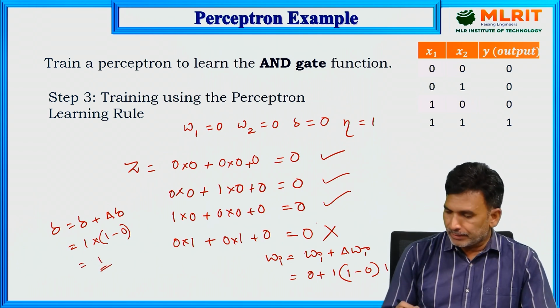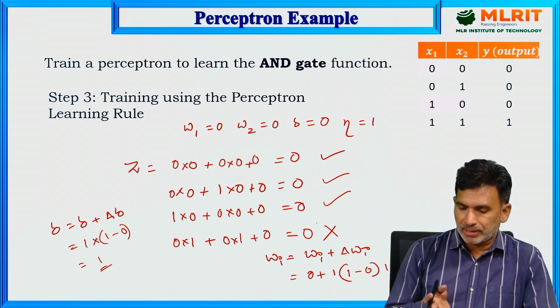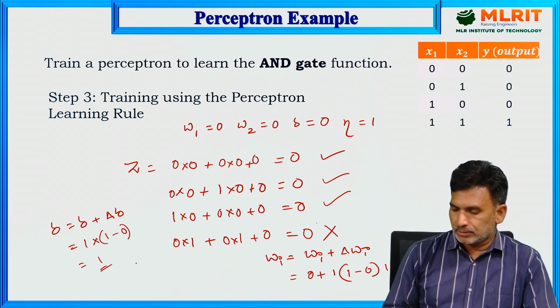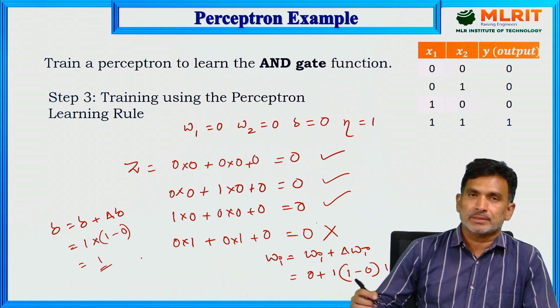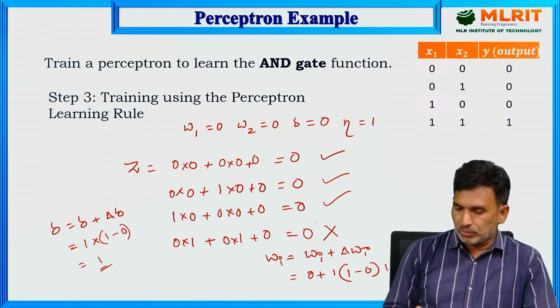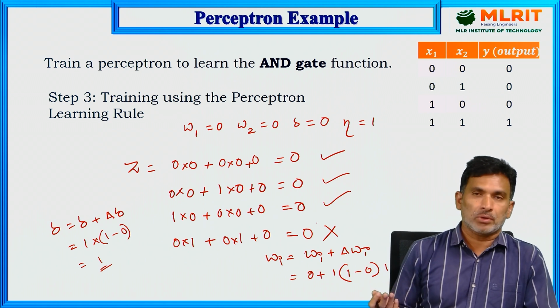So this is the way the Perceptron training will happen. Once it is done, that means all the samples are classified correctly, and that would be used to test the model. Then we will deploy that model in the real world.